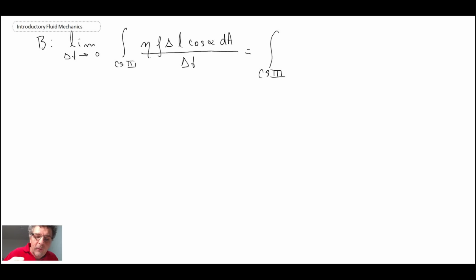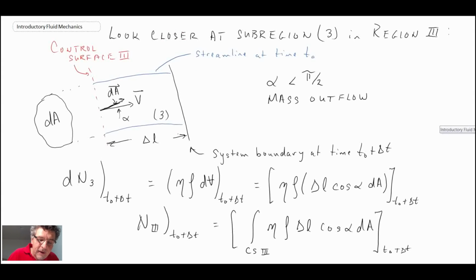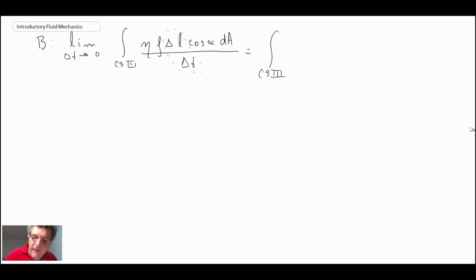And what we'll notice here is we have a delta L and a delta t. Well, if we look back at our diagram, delta L over a period of delta t, all that is, that's the velocity, the magnitude of the velocity. And so we can make that substitution as well, and we can rewrite it.